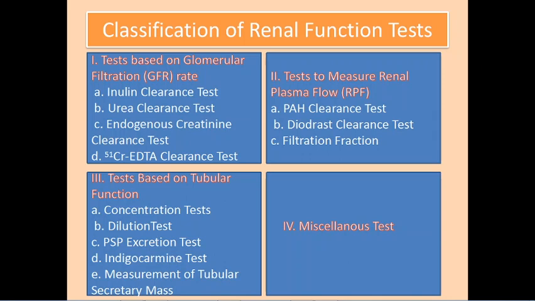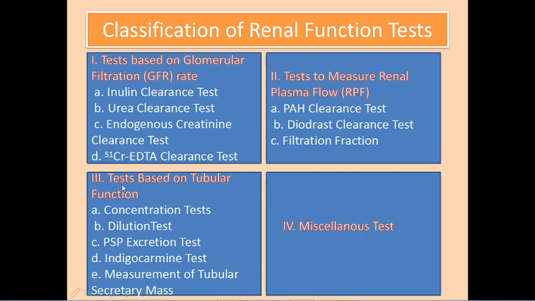The renal function test can be classified into various types. The first is tests based on glomerular filtration rate, which includes the inulin clearance test, urea clearance test, endogenous creatinine clearance test, and chromium EDTA clearance test. The second way is to measure the renal plasma flow, which includes the PAH clearance test, Diodrast clearance test, and filtration fraction test.